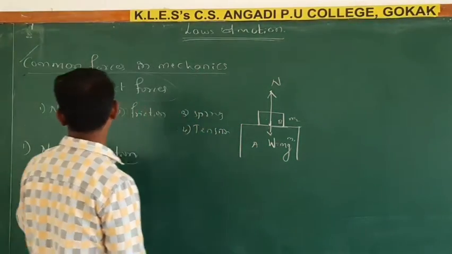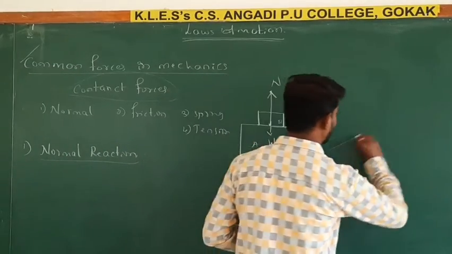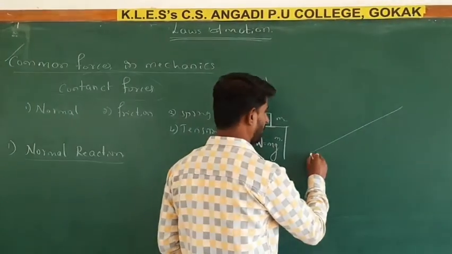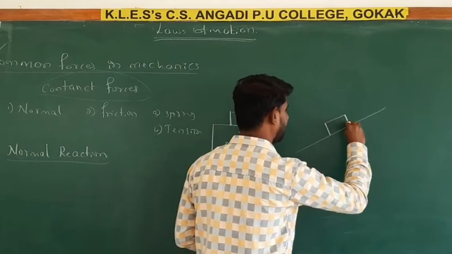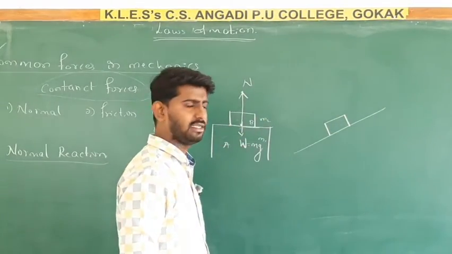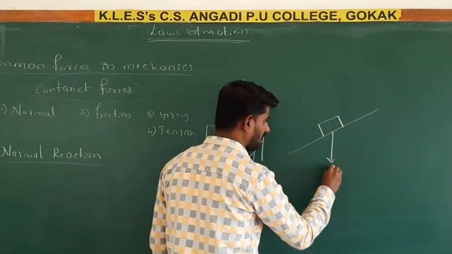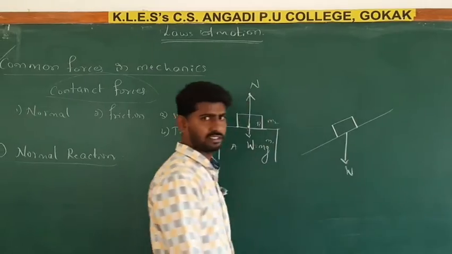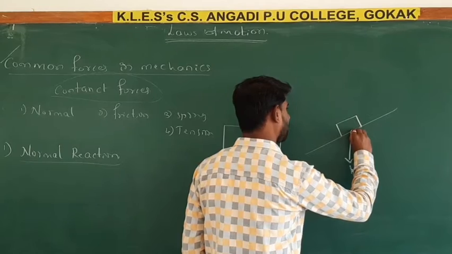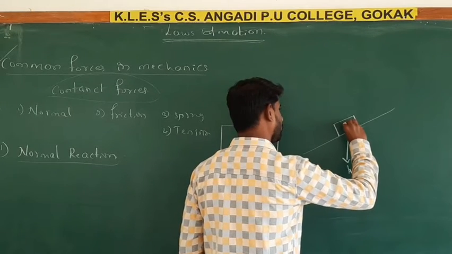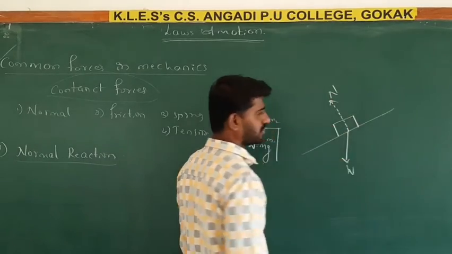Then, in another way, how do we define the normal reaction? For example, there is one body with an inclined surface, and we keep one more body over that inclined surface. The force acting vertically downward is called the weight. As a result, there will be a force perpendicular to the surface. This is called the normal reaction.